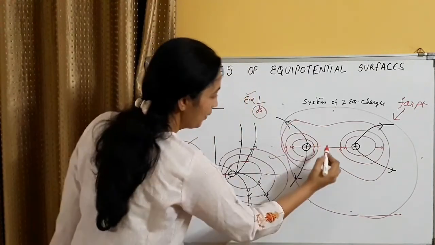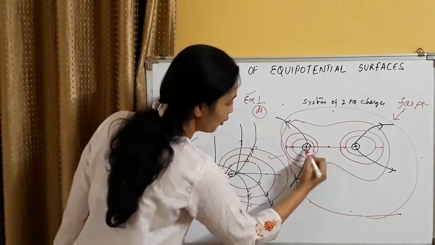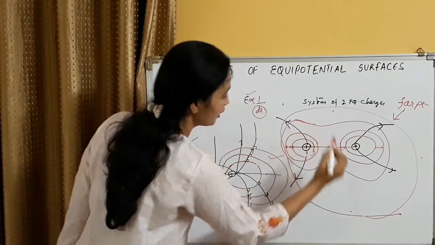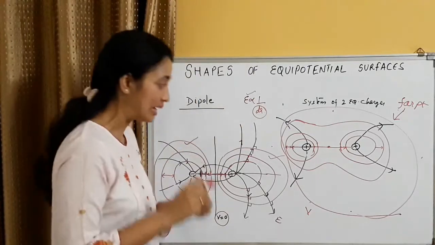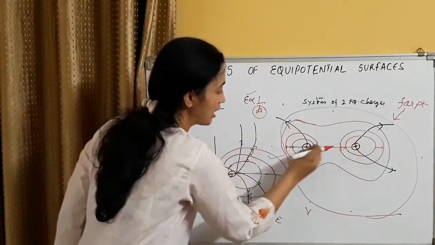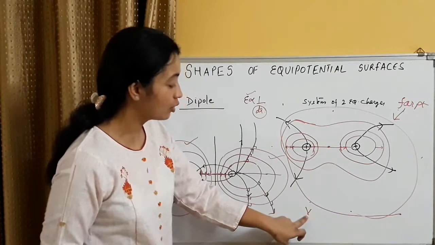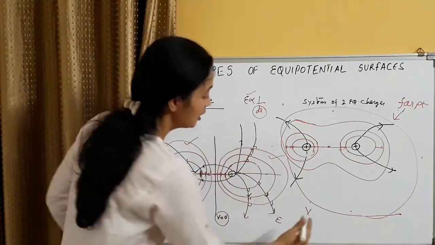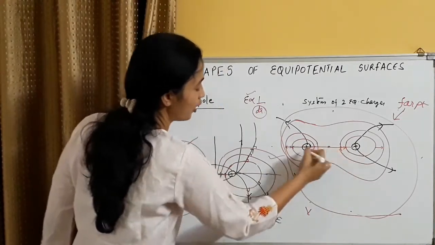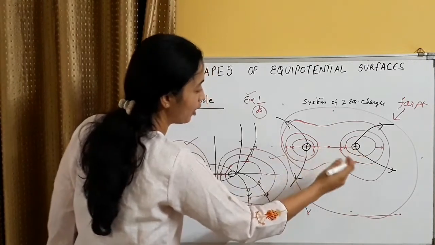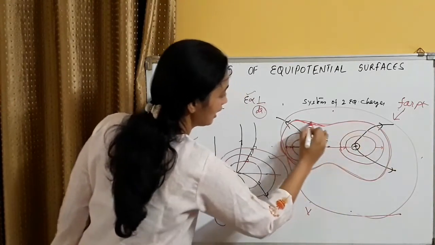Why? Because somewhere here we have a neutral point where the field is 0 due to both the charges, and V is the algebraic sum of potentials at any point due to the individual charges plus Q and plus Q. At any point, the shape you get is actually calculated and mapped from the net value of V due to this plus Q and this plus Q. So somewhere here we have a neutral point where the electric field is 0, due to both of them being equal in magnitude and opposite in direction, and you get a slight depression here.